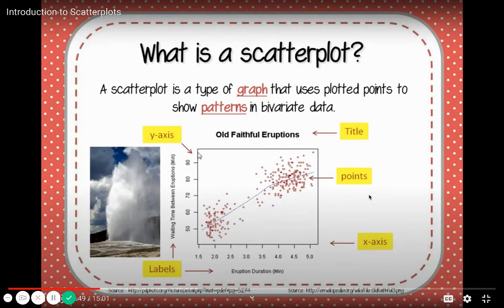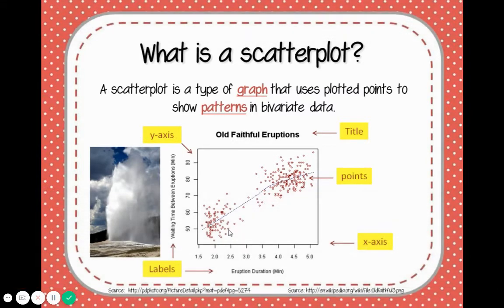Okay, this particular point right here is talking about an eruption that lasted almost 2.5 minutes. And after that eruption, there was just over 50 minutes before the next eruption occurred. As we look at the scatter plot, it's starting to tell us a story. I see two clusters of data emerging. I see this cluster of points here of short eruptions, and when these eruptions are short, meaning less than 2.5 or 3 minutes, generally the amount of time that you have to wait until the next one is also shorter.